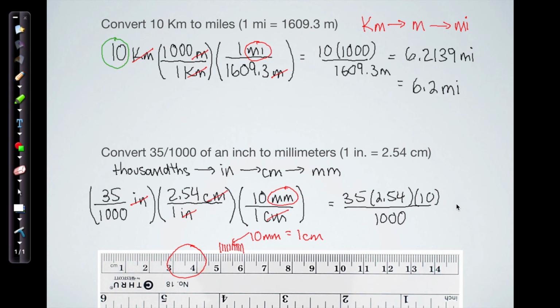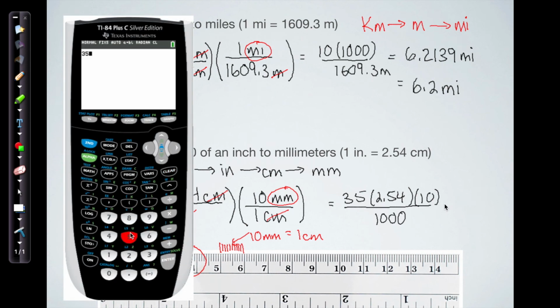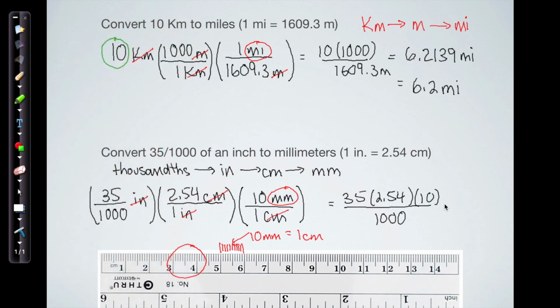And when you plug that into a calculator, you can do it just like that: 35 times 2.54 times 10 divided by 1,000, all in one line. And the result is 0.889. And here again, that's in millimeters.